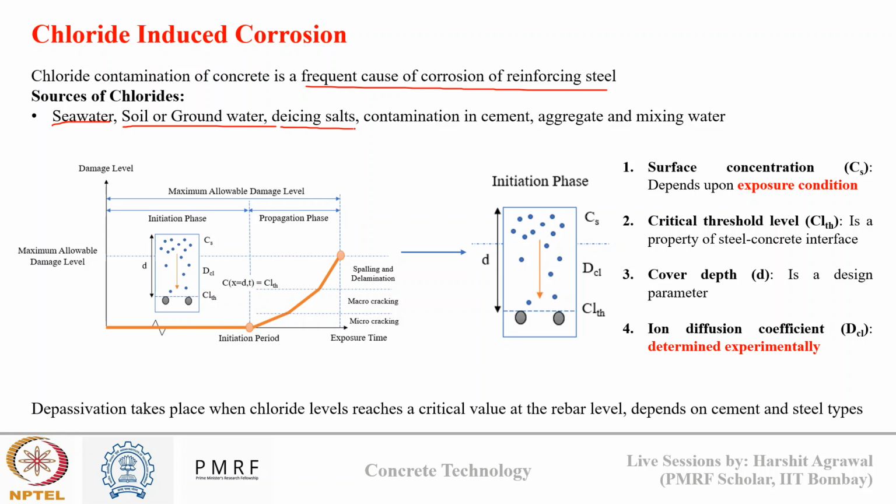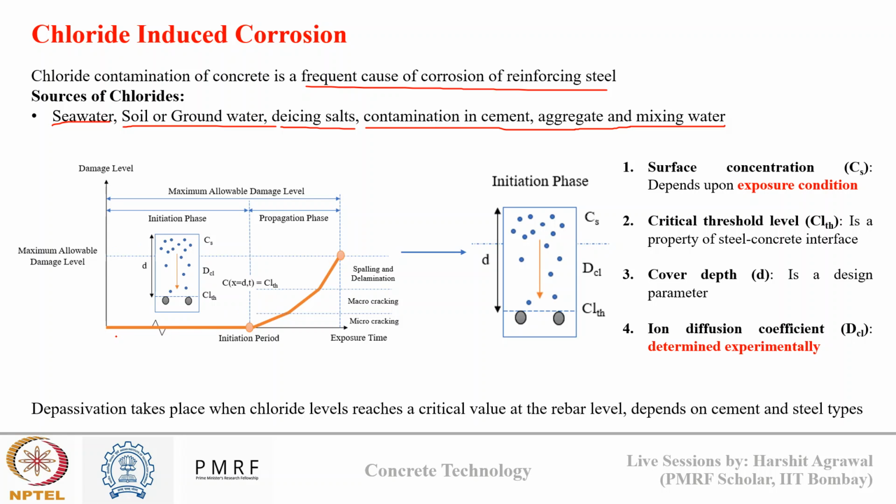There can be de-icing salts, which can be a source of chloride intrusion in concrete, and there can be contamination of chlorides in cement, aggregate, and mixing water. So these are the most common sources from where chloride ions can enter the concrete. Now, if we see transport of chlorides through concrete for corrosion, this transport step is divided into two processes. First is the initiation and the propagation.